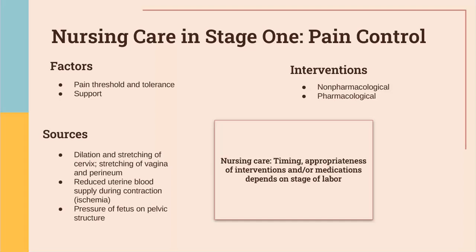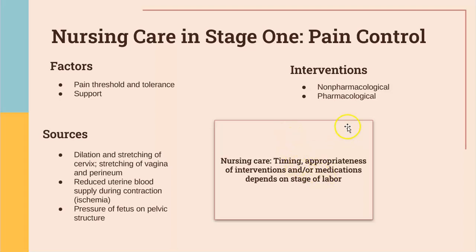So other nursing care in stage 1 is pain control. Obviously pain threshold and tolerance, support, and fear, all of those things can determine how a woman deals with pain during labor. The sources of pain are dilation and stretching of the cervix, stretching of the vagina and perineum, reduced uterine blood supply during contractions, and the pressure of the fetus on the pelvic structures. So we'll learn a little bit about non-pharmacological and then pharmacological pain interventions. And again, your nursing care is knowing the timing of pain control and the appropriateness of interventions and or medications.